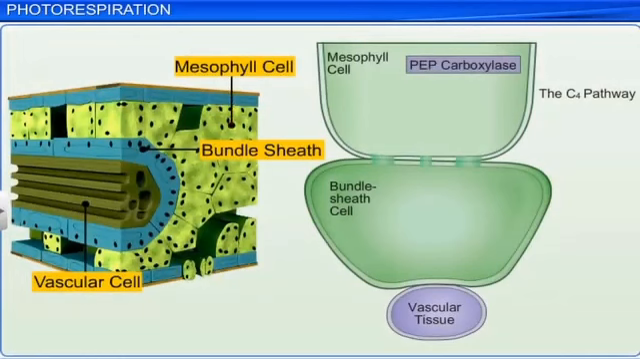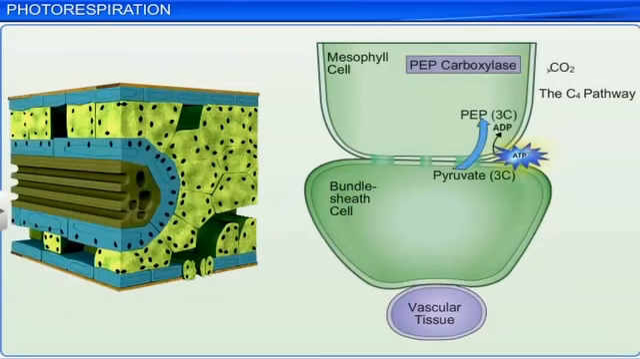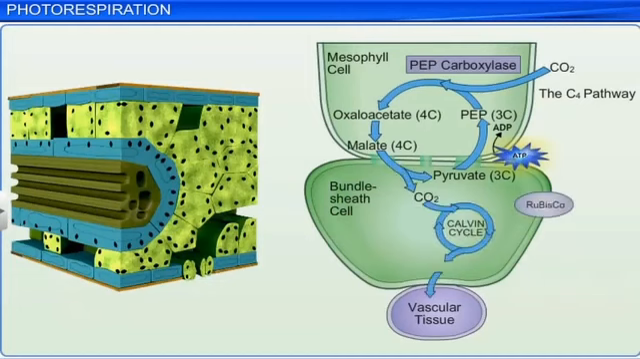However, they have an efficient enzyme in the mesophyll cells called PEP carboxylase, which catalyzes the carboxylation reaction. In this reaction, pyruvate accepts the carbon dioxide molecule and forms a 4-carbon acid. The 4-carbon acid is carried to the bundle sheath cells to release carbon dioxide, where it enters the Calvin cycle.